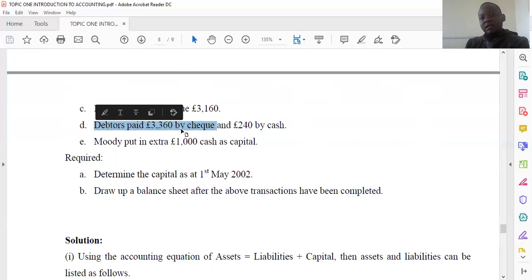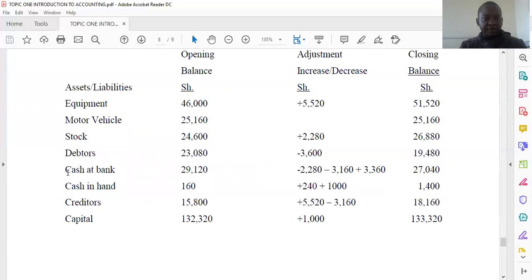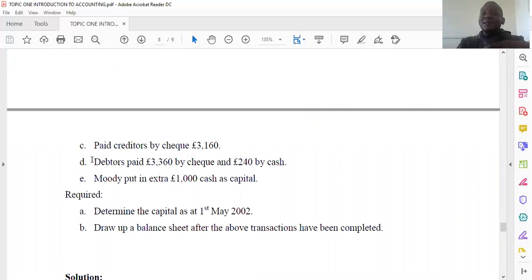So debtors paid 3600 by check. So in this case, the dual effect is that the debtors will reduce and the bank will also reduce. So when they pay us, the debt that they have with us decreases. So the debtors will therefore reduce by 3600, and the bank will also reduce. Oh, sorry. When the debtors pay, it means they have given us money.